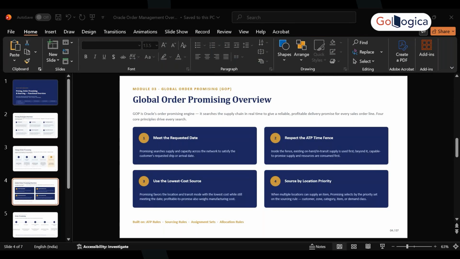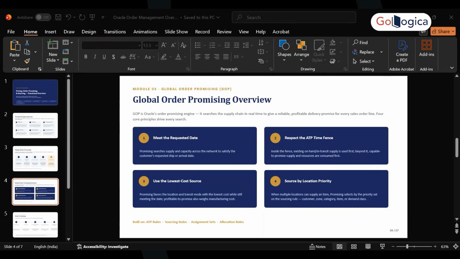So, if several warehouses can satisfy the requested date, Oracle selects the one that minimizes the total fulfillment cost while still meeting the customer's expectation. This functionality helps the organization reduce logistics expenses and improve operational efficiency. And when Profitable to Promise is enabled, Oracle also considers the manufacturing and resource cost before selecting the particular fulfillment source.